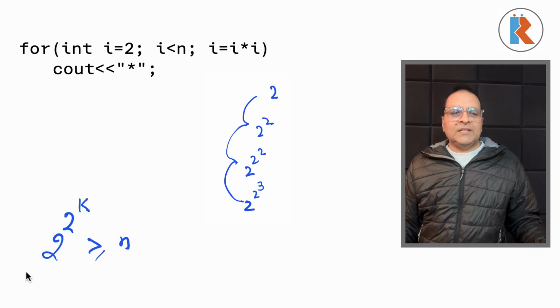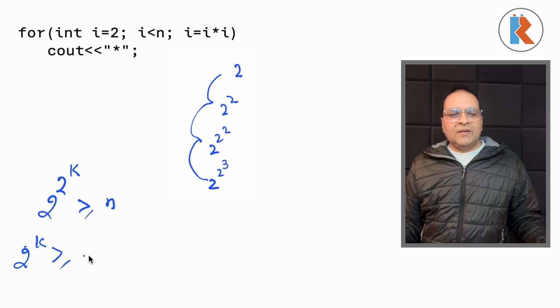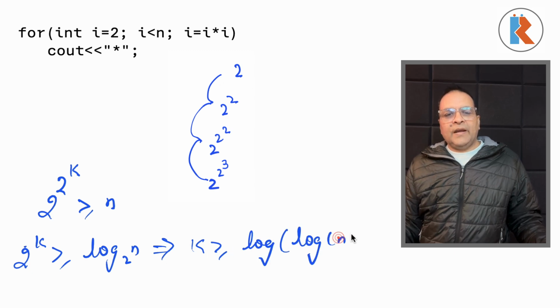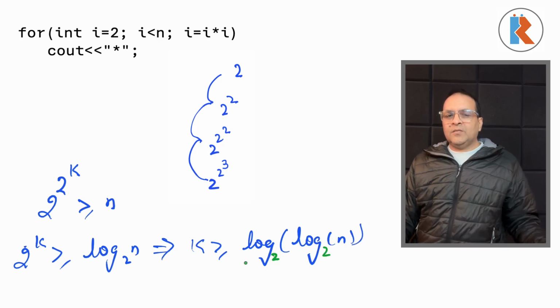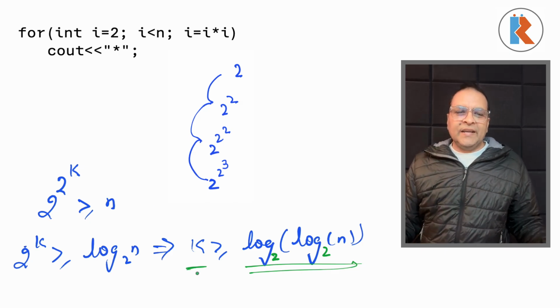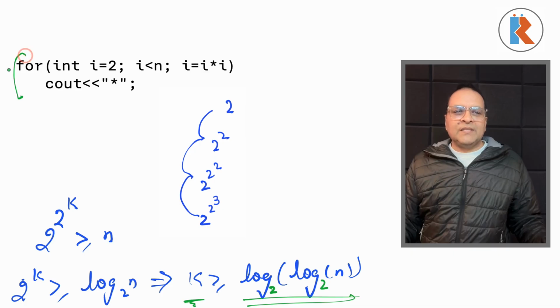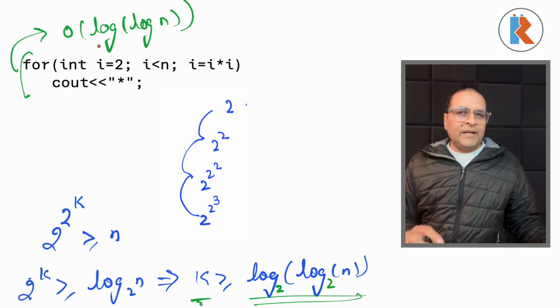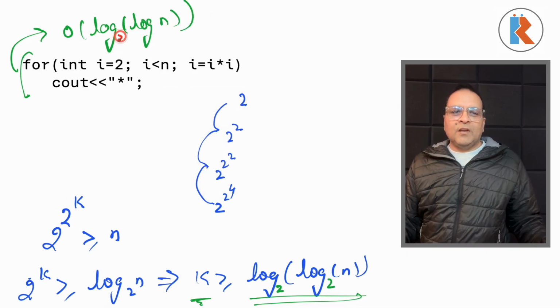If you take logarithm on both the sides, 2 raised to the power k is greater than equal to log n to the base 2. This implies that k should be greater than equal to log of n. In both the cases, the base of the log is 2. So here also and here also. It means that this loop is iterating k times, where k is equal to log of n. Therefore, the time complexity of this for loop is big O of log of n. When I'm not writing the base, it is assumed that the base of the logarithm is 2.